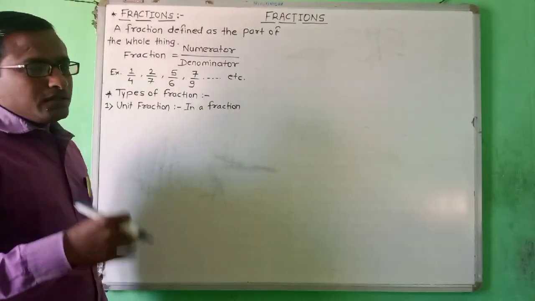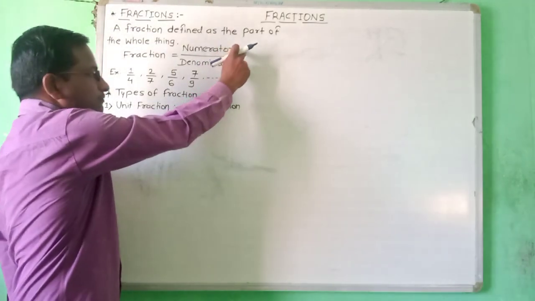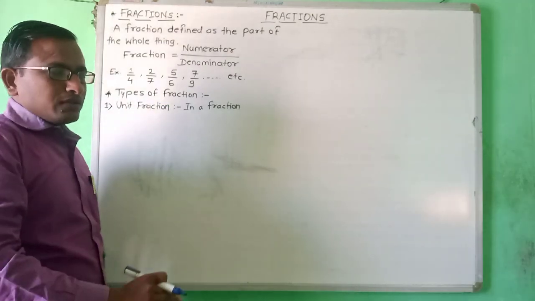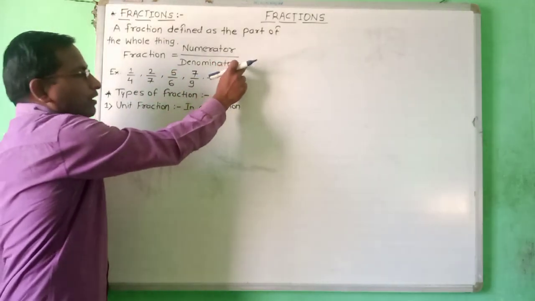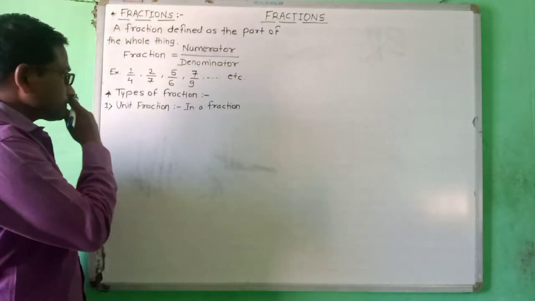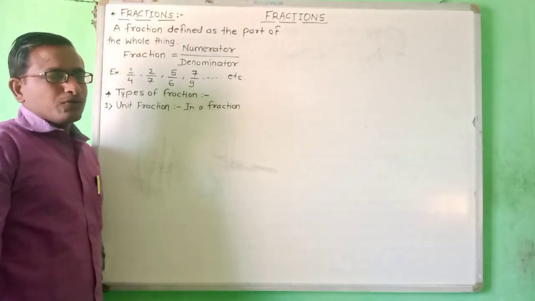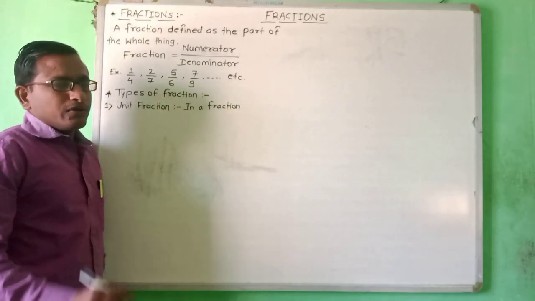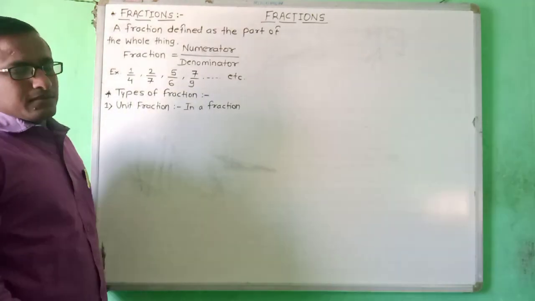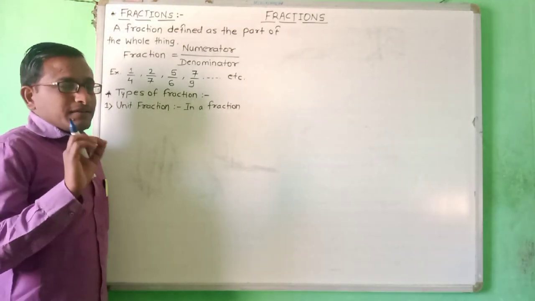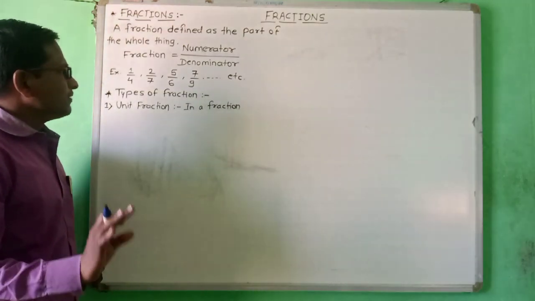The number on the top is called the numerator, the number on the bottom is called the denominator. For example, a pizza can be divided into 4 equal parts. So each piece of pizza is represented as 1 upon 4 as a fraction.